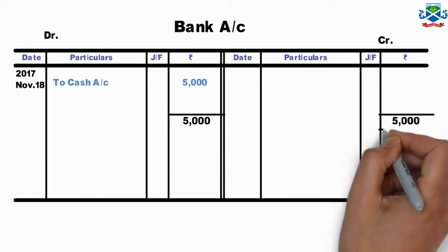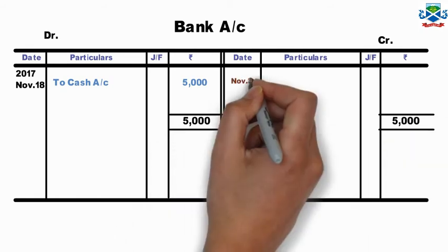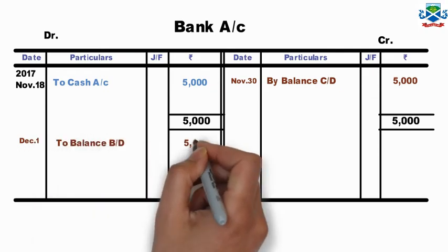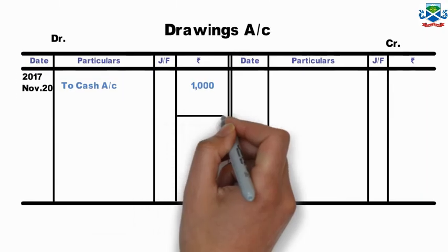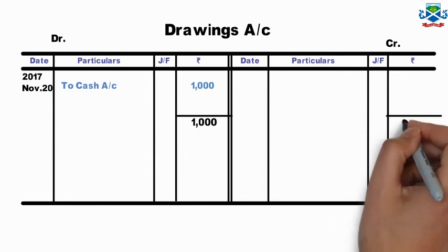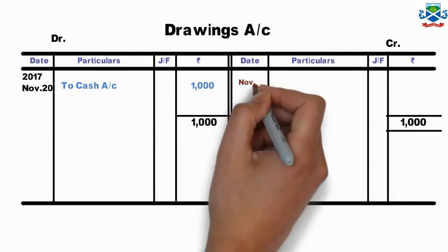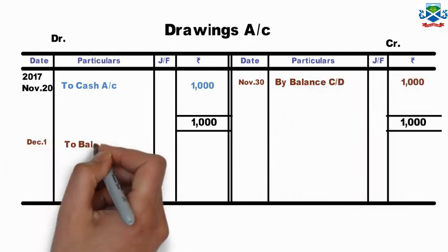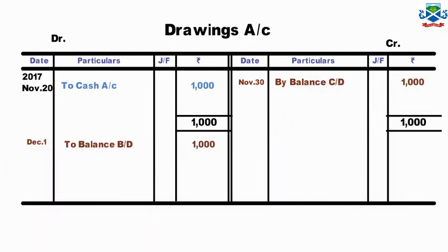The same similar process we will follow. So in the bank account, the debit total is more, credit side balance CD 5,000 and on the opposite side, debit side, balance BD 5,000. The same way in the drawings account, debit side 1,000, and on the credit side we will take this figure 1,000 by balance CD, 1,000 in the credit side, and on the opposite side, the debit side, balance BD 1,000.